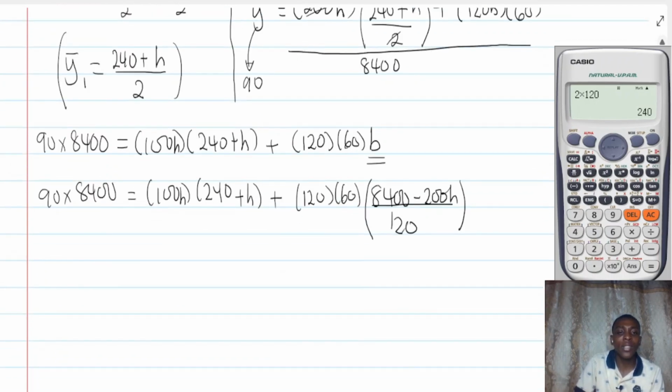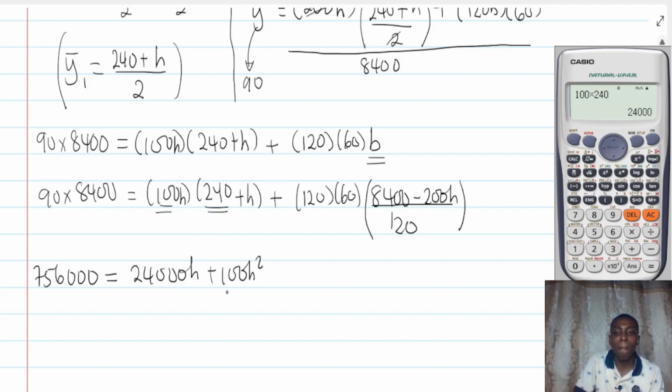Now, if I do this, then I have 90 multiplied by 8400, which is 756,000, to be equal to 100 multiplied by 240. What is it? 200 multiplied by 240. So that's going to be 24,000 H. Okay, so 24,000 H plus 100 H squared, right?